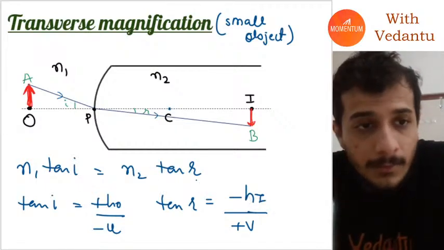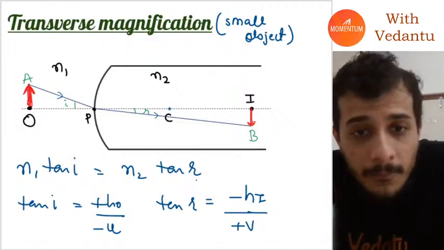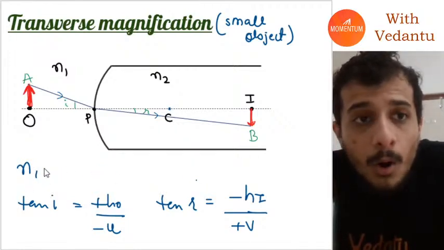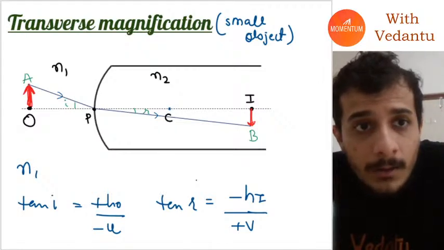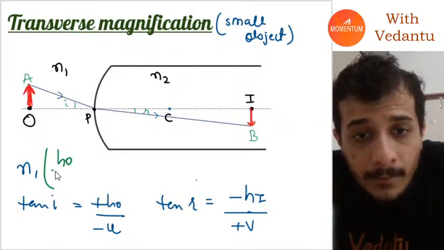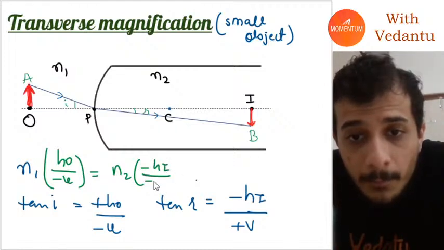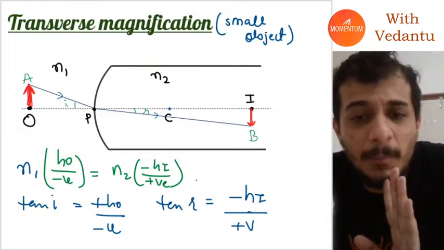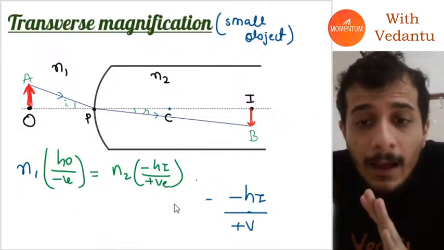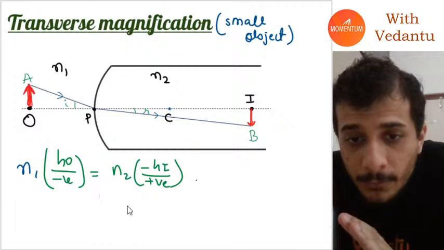I hope you guys understood, and let's then substitute them into our Snell's law. If I substitute them in Snell's law, what will I get? I get n1 into HO by minus u is equal to n2 into minus HI upon plus v. Now, if you see, this minus and minus sign will get cancelled out. And finally, what will remain is I will do some cross multiplication.